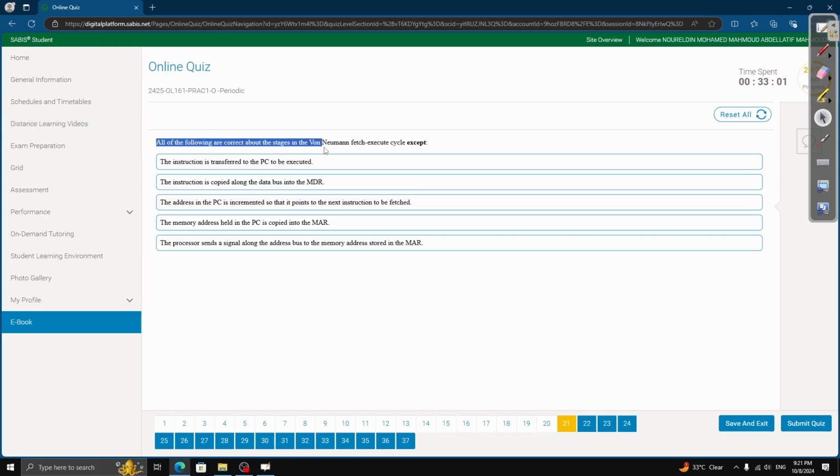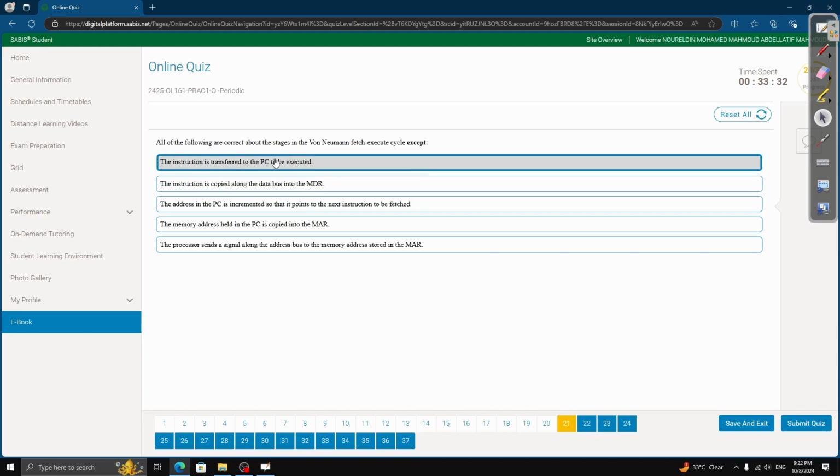All of the following are correct about the stages in the von Neumann architecture to execute the cycle, except. First, you need to know a bit of von Neumann architecture to understand. First, the next instruction is always stored in the program counter or the PC. The address stored in the PC is then carried on to the MAR. Once this process occurs, the PC is incremented by 1 to point to the next instruction. So, with what I just said, you can say this is false, and this will be explained later as I continue with the explanation.